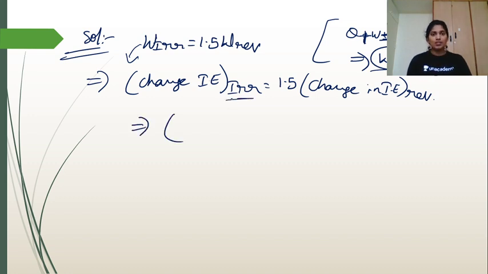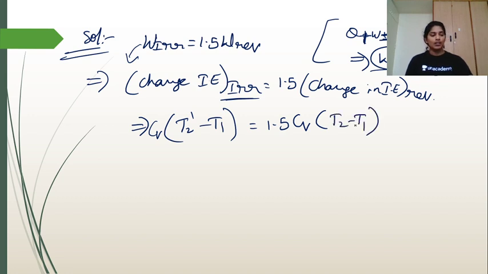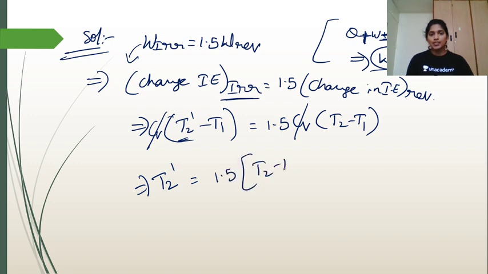This is the temperature in the final state of the irreversible process that we need, right? So Cv into T2 dash minus T1 for the irreversible process is equal to 1.5 into Cv into T2 minus T1 for the reversible process. Cv is the same for both cases, so we can cancel it. So T2 dash is equal to 1.5 into T2 minus T1, plus T1, right?